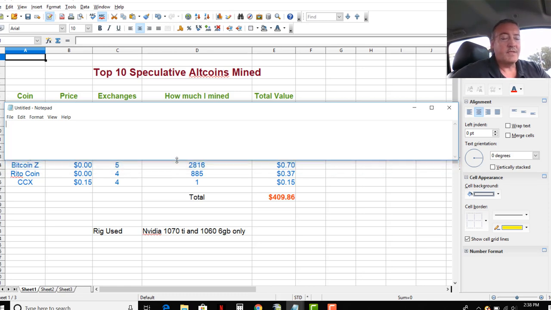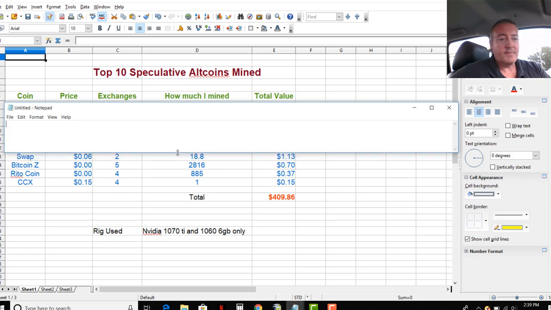Next up, number eight spot is Bitcoin Z. Again, less than one penny. It is on five exchanges though. I was able to mine 2,816 coins, giving me 70 cents. The bottom, I think it's the bottom seven here, were all mined only in 24 hours, just to let you guys know that.